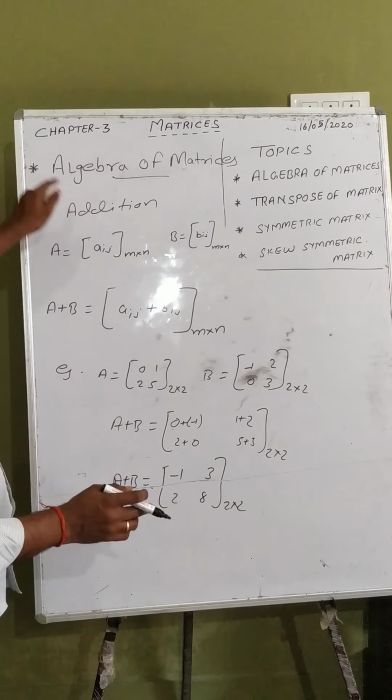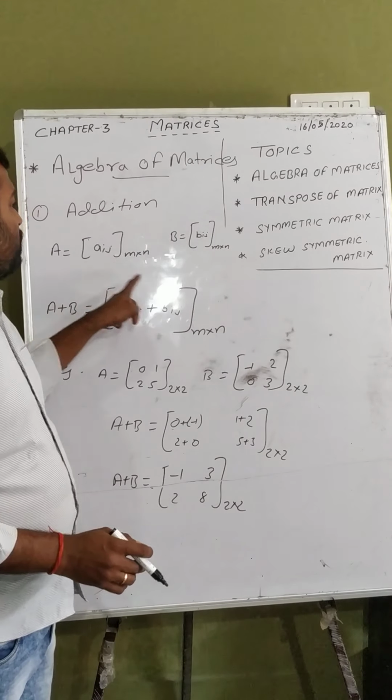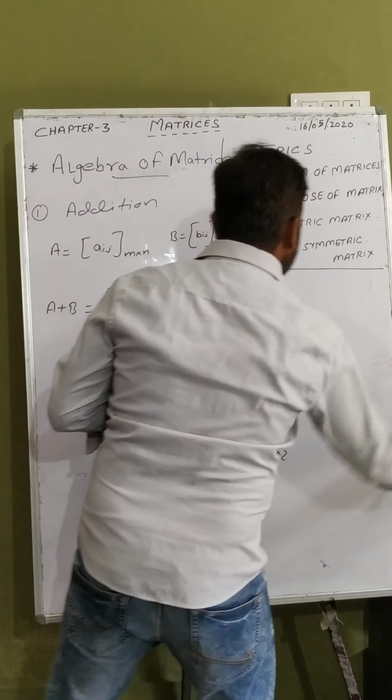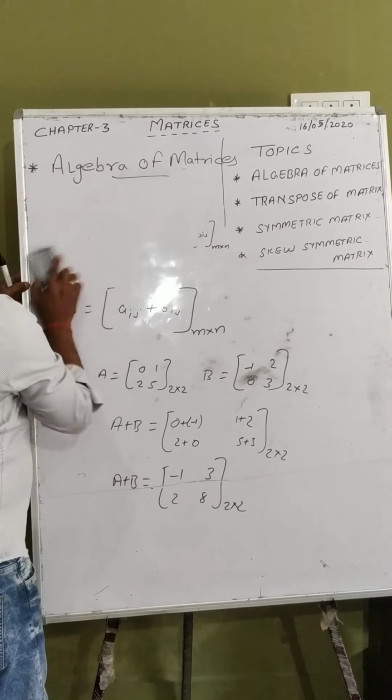Clear? Addition of matrices: if their orders are same, then their corresponding elements will be added. Okay.